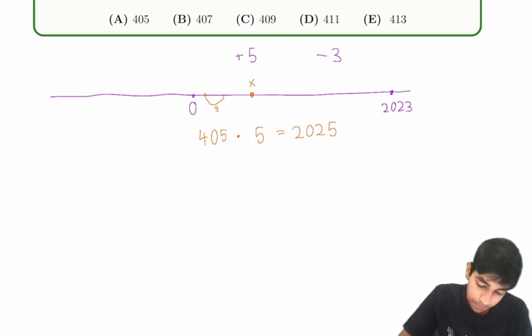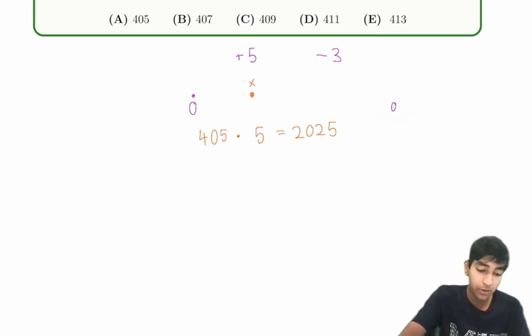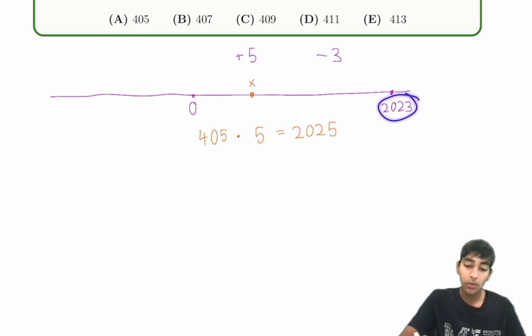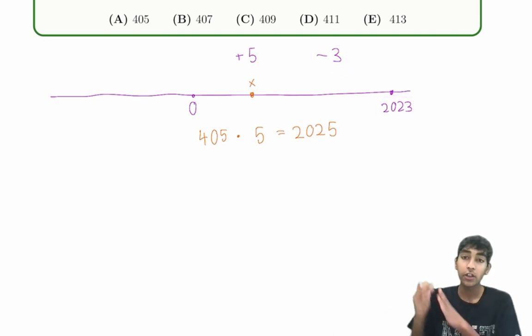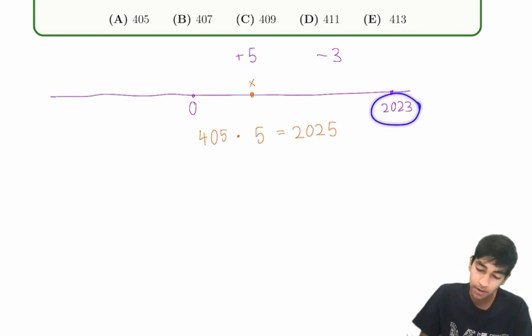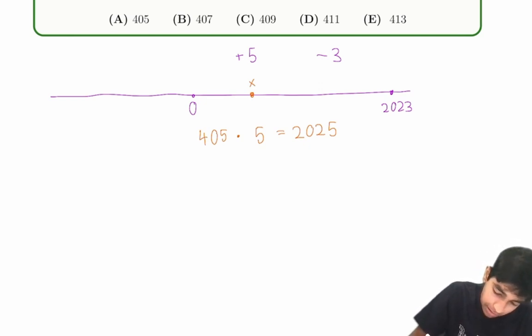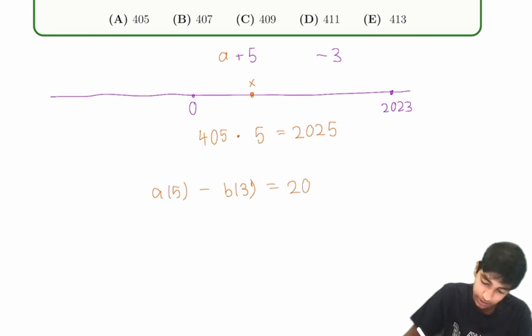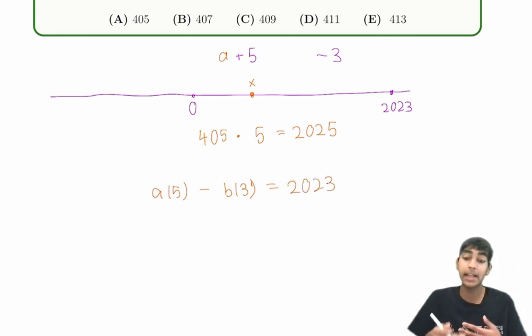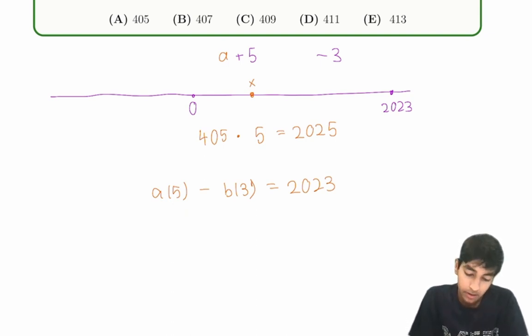So the key thing here is that the reason we can't reach 2023 with only plus 5 jumps is because 2023 is not a multiple of 5. So we need some minus 3 jumps so that we can actually reach 2023. Okay, so what happens if we have 1 minus 3 jump? So let's say we have A jumps that are plus 5, and then we have B jumps that are minus 3. And we're trying to find such that this is 2023, potentially. This is a Diophantine equation, isn't it? Okay, so we're trying to minimize the value of B.